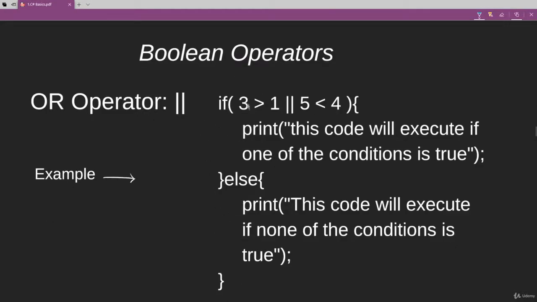Okay, so in this example, we have if 3 is greater than 1 or 5 less than 4. 3 greater than 1, this is true, and 5 less than 4, this is false, because 5 is greater than 4. So we have a condition that is true and a condition that is false, separated by an OR operator. So in this case, the whole thing will evaluate to true, because only one condition needs to be true for the whole expression to be true. So this code will execute. If both conditions were false, then the whole expression would evaluate to false, so the else statement would execute.